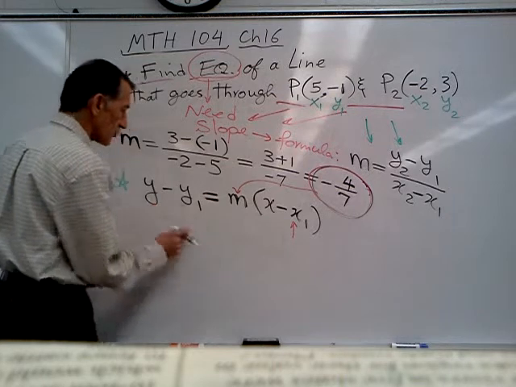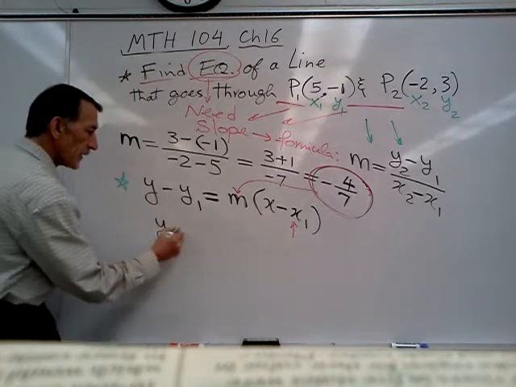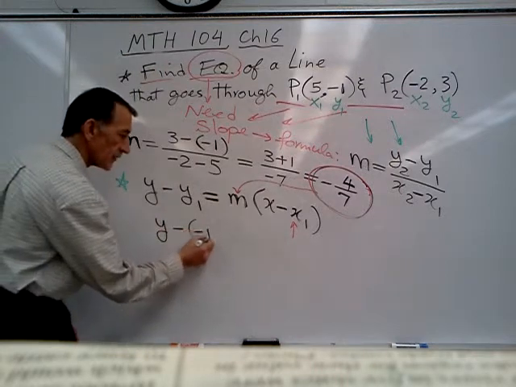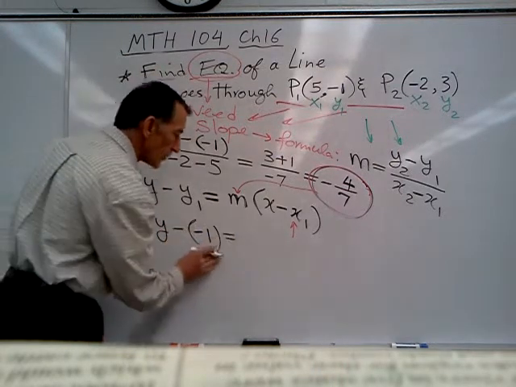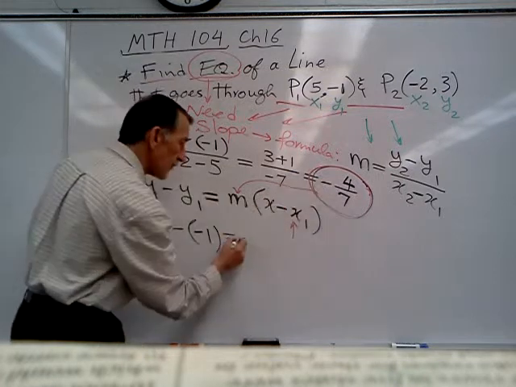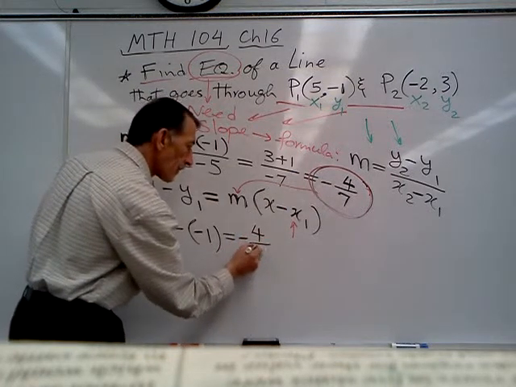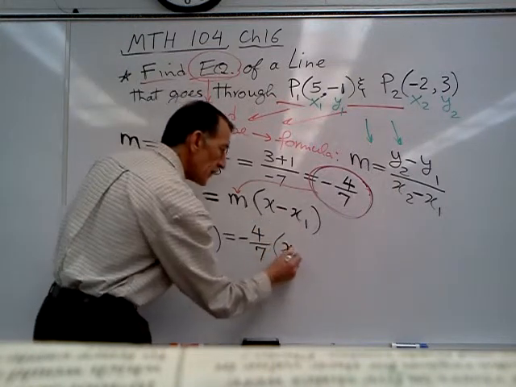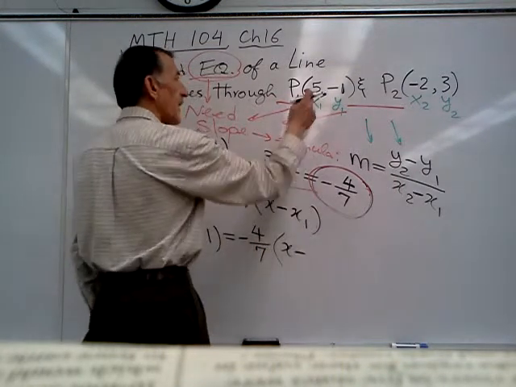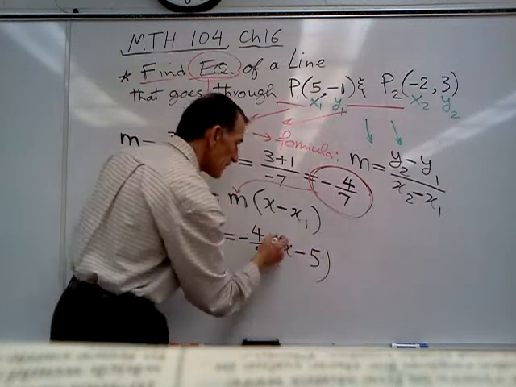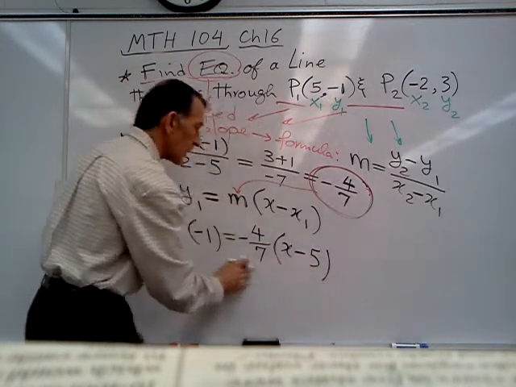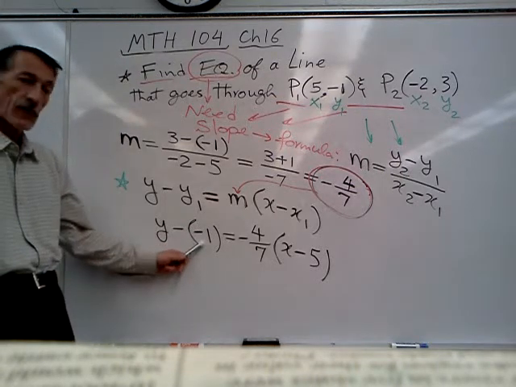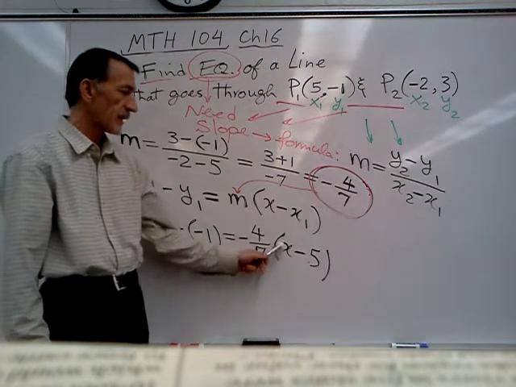The numbers are going to be y minus y1 is negative 1, so we use parentheses again, negative 1 equal to m, or the slope is negative 4 over 7 times, we need the x, the letter x, minus x1, which is 5. And it's not negative, so we don't need extra parentheses for that. So there you go, y minus negative 1 equals negative 4 over 7 times x minus 5.